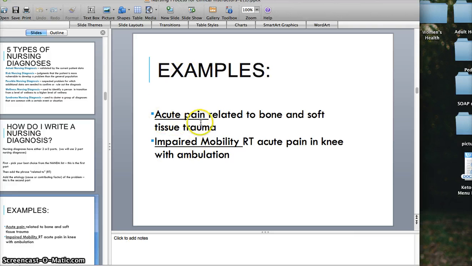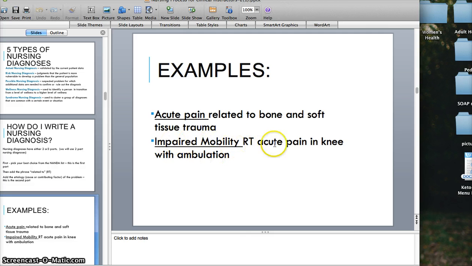Here's some examples. Acute pain, which is a NANDA approved diagnosis, related to, so here comes the second part, bone and soft tissue trauma. Note that we did not write left knee replacement here. We did not write tibial fracture, because those are medical diagnoses. We don't use medical diagnosis in the related to part of the nursing diagnosis.